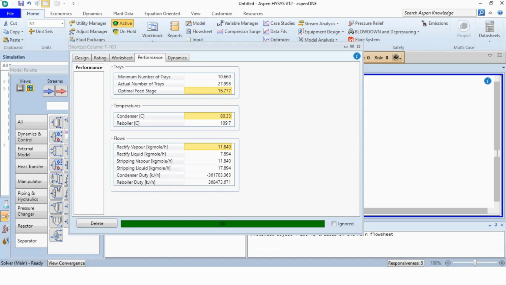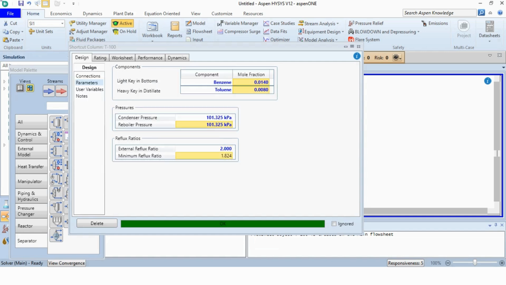If you remember, the minimum number of trays were 10.6, while here it is 10.66. So both results are comparable. Then actual number of trays 28, manually 28 with Aspen. The optimal feed stage was 17. Just a few moments ago we have said it, and optimal feed stage is 17 over here. The minimum reflux ratio was 1.824. In manual calculation, it was 1.824. The actual reflux ratio was 2 over there. Here it is also 2.